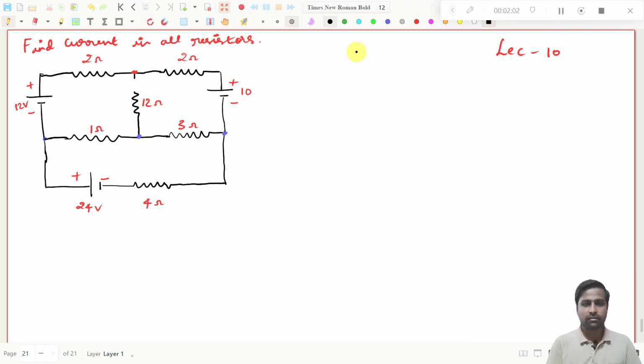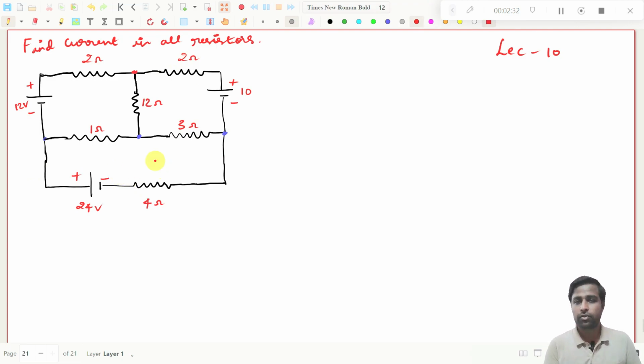See, we have 3 loops here, right? This is the first loop, then the second loop, third loop. It is not a mandatory thing to take this as the first loop, this as the second, or this as the third. That is up to you. Whichever loop you want to take as first, you can take it, no problem. So I am taking this as my first loop, second loop and third loop. There are 3 closed paths available.